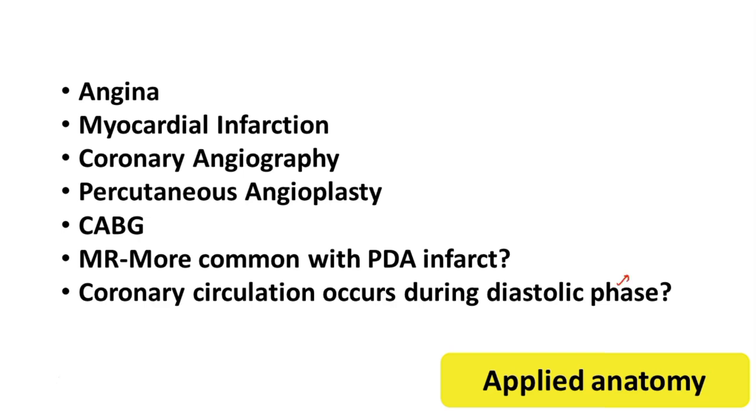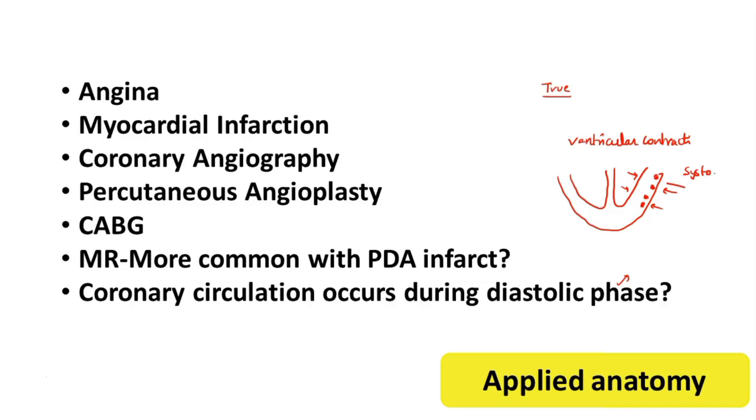The last applied anatomical aspect before closing the session is that coronary circulation occurs during the diastolic phase. The statement is true because during the systolic phase, that is during ventricular contraction, the epicardial coronary vessels are compressed. Let's take this as a ventricular muscle, and inside it we have coronary blood vessels like this on the epicardium. What happens during the systolic phase? These coronary vessels are in a contracted state, so the blood supply to the myocardium, or the wall of the heart, will not occur during the systolic phase.